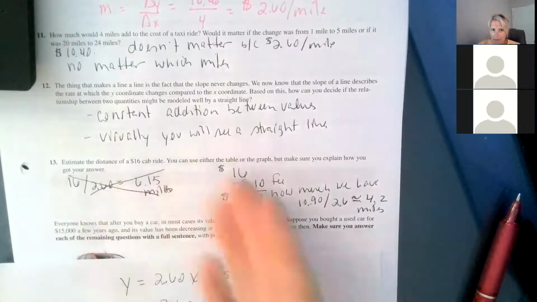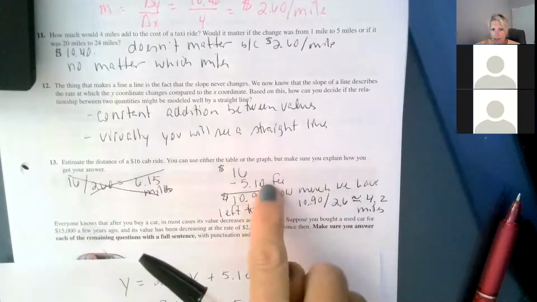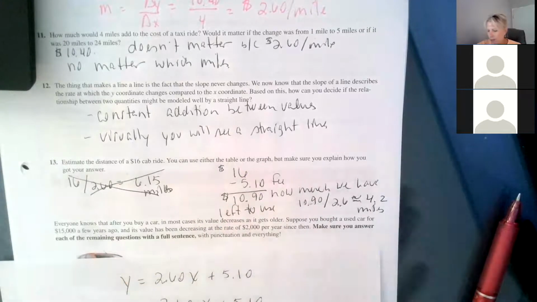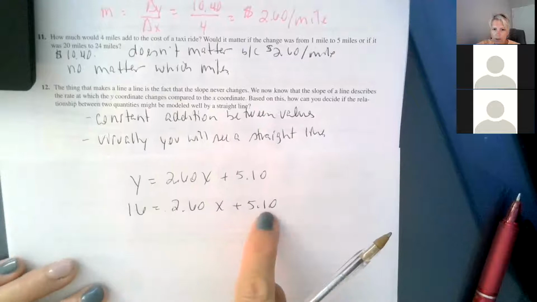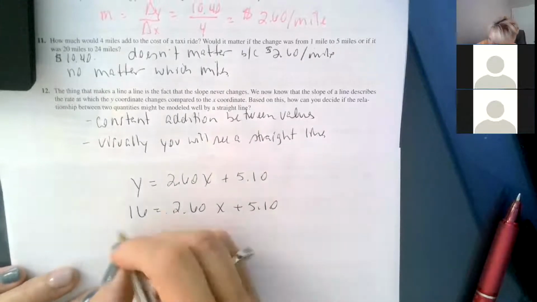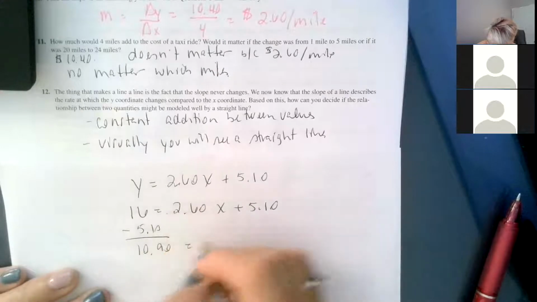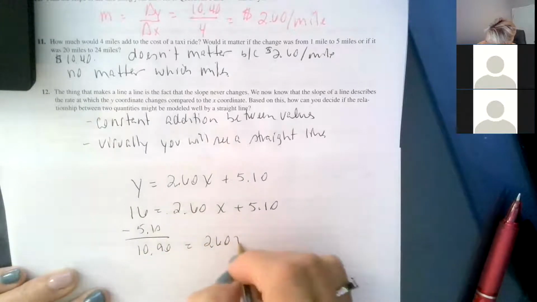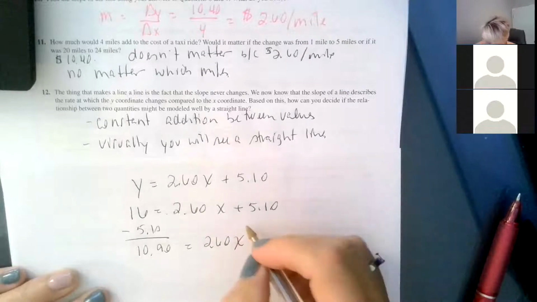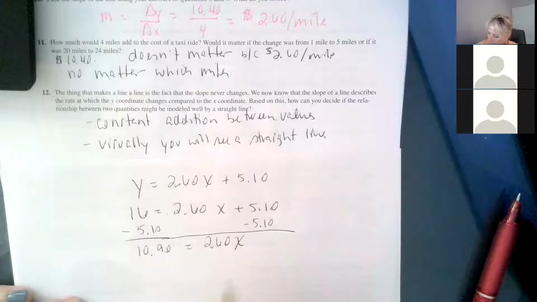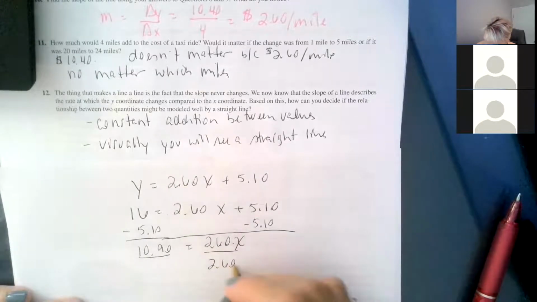So in steps, you guys did a great job just kind of thinking about what do I have to do? Well, you automatically have to cancel out, or subtract away, that fee that you have to pay no matter what, right? So you always have to get rid of the constants first. So we did that, and that gave us the 10.90, and that's still equal to the $2.60 times the miles. And then because we were multiplying, we would divide to solve for X.